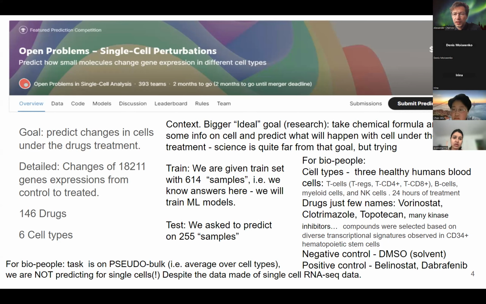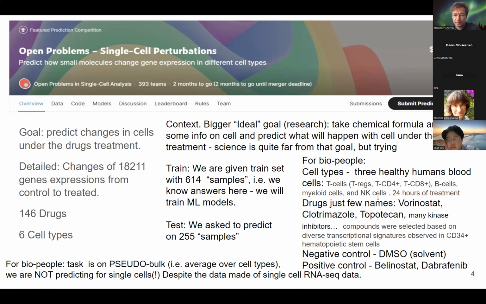Not all of them. I think about 15 are kinase inhibitors, but there are many drugs. For example, my friend said that clotrimazole is something like an antifungal. There was also an antidepressant, I saw. There are more than 140 drugs, so I don't know all of them.